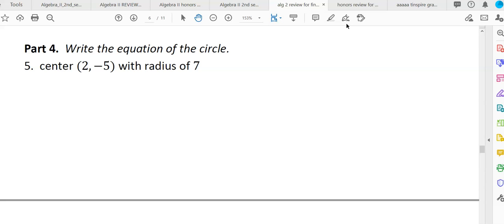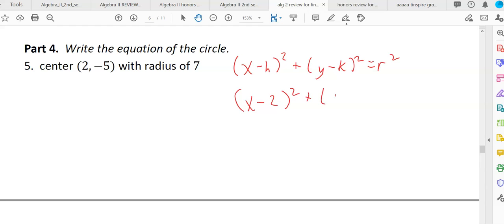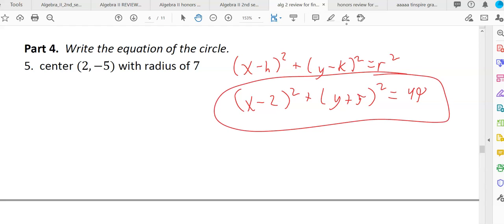That's the equation of the circle. Okay, so the formula you need to know, which hopefully you know, you definitely need it for your formula sheet, would be (x minus 2) squared plus (y plus 5) squared equals 49. So we're just plugging in. That's your h, that's your k. Obviously, that's your r.